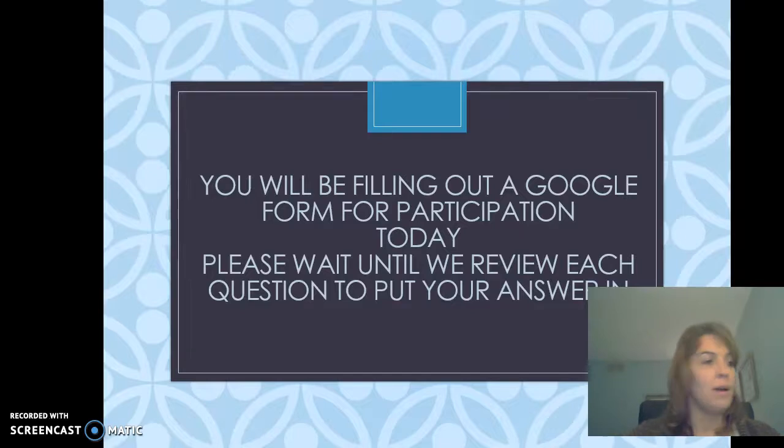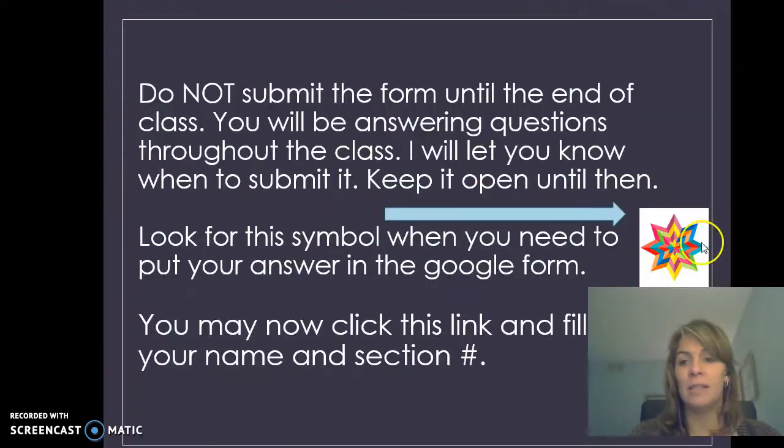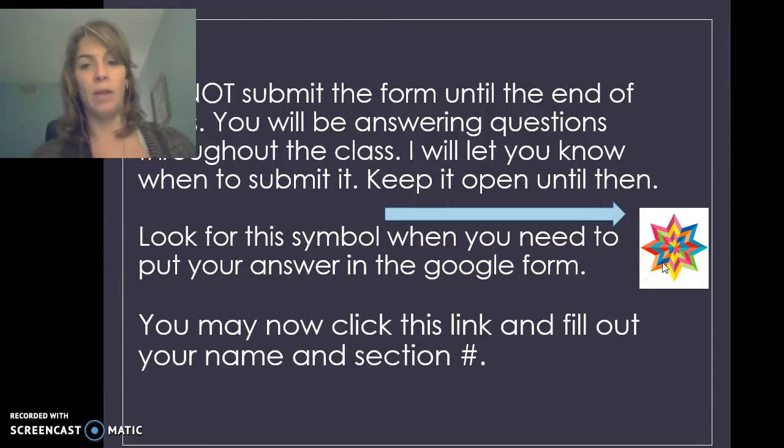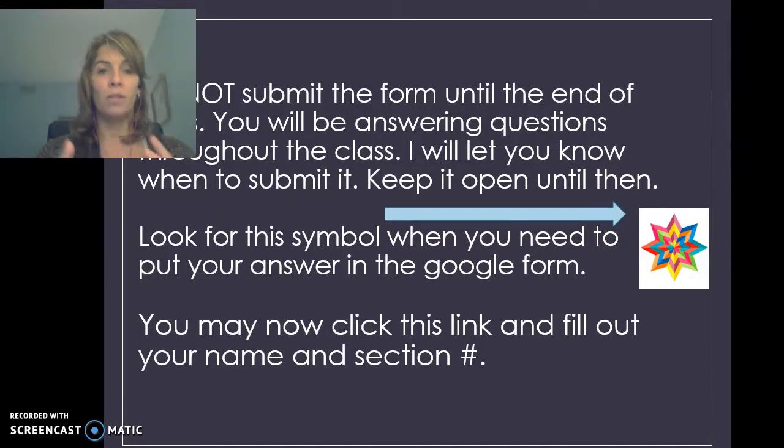And again, let me show you that you will see this little symbol. You will see this little symbol on every page that you need to answer a Google form question. Don't forget, I will review the answers, so all of your answers should be correct. So make sure that you watch the video, and put your answers in as you go. So you want to open it right now, and then we'll get started.